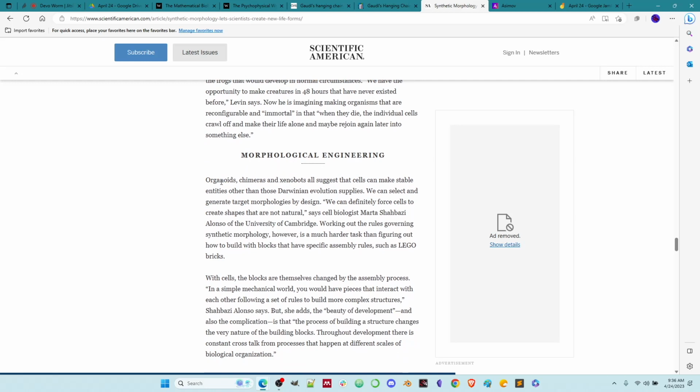Then finally, they talk about this idea of a chimera, which is two different organisms contributing to the same sort of hybrid organism. These chimeras are very common in mythology. They talk about two systems that are like chimeras. They talk about organoids, which we've talked about before, and xenobots.